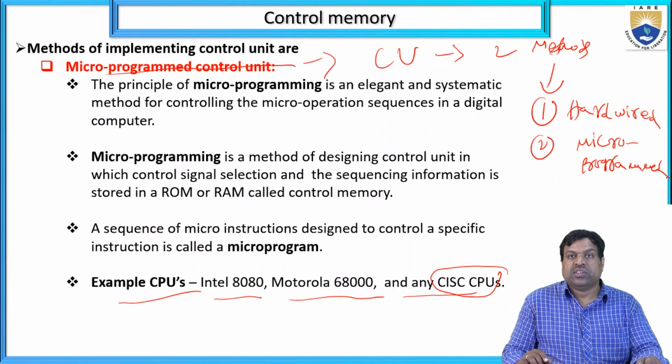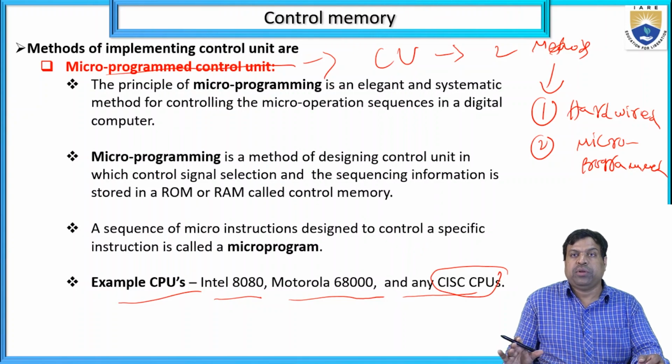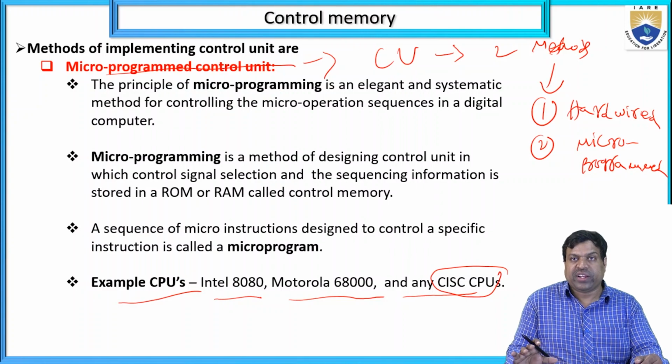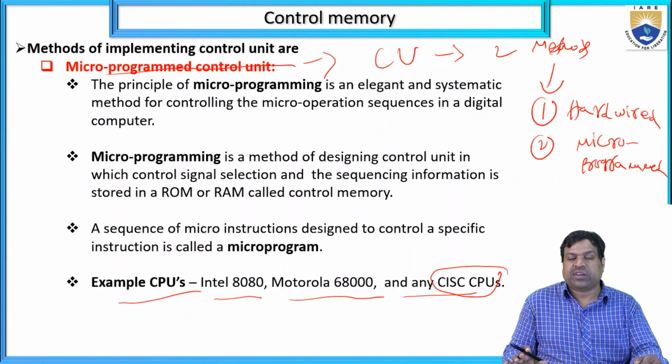Microprogrammed control unit means micro operations. It completely belongs to software. In the previous method, hardwired means hardware instructions. Here microprogramming means a software programming related unit. That is a microprogrammed control unit.